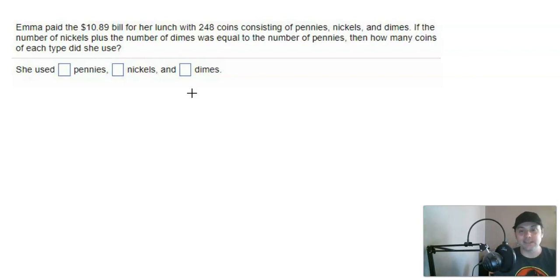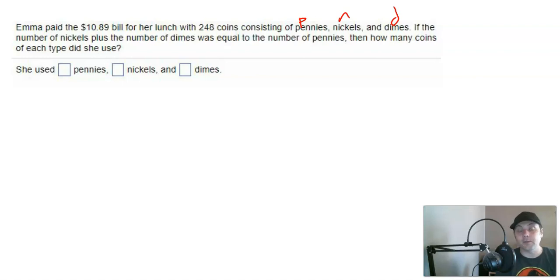Consisting of pennies, nickels, and dimes. If the number of nickels plus the number of dimes was equal to the number of pennies, then how many coins of each type did she use? So again, we have three unknown values. We have the number of pennies. Let's try that again. Number of pennies, the number of nickels, and the number of dimes. And I'll use letters to help me remember which one's which. So P for the number of pennies, N for the number of nickels, D for the number of dimes.